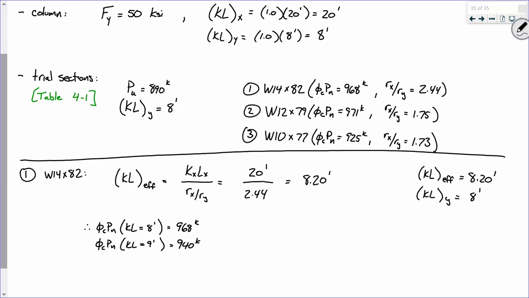Now, here's the real question. You agree that the capacity is somewhere between those two values, right? Do I need to do the math? Why? Doesn't matter what that value is. It's somewhere between 968 and 940. Whatever it is, it's higher than the load, right? So what I am proposing is that the W14 by 82 is good.